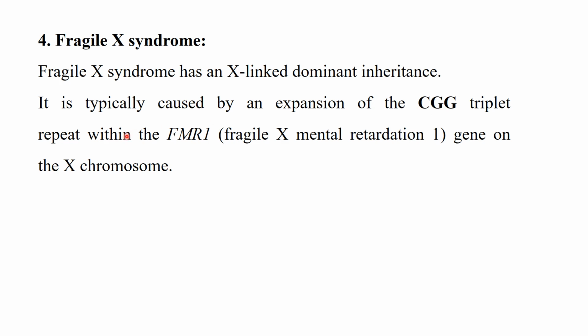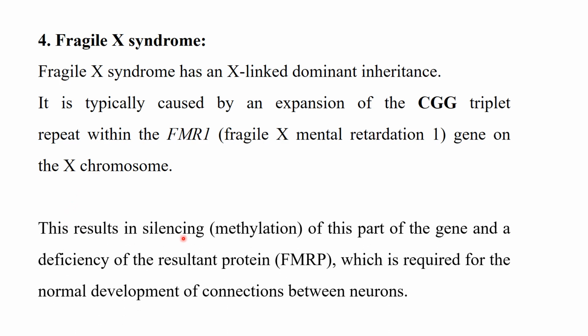The triplet repeats within the FMR1 gene, that is the fragile X mental retardation 1 gene, that is present on the X chromosome. FMR1 gene में म्यूटेशन होगी, उसमें CGG repeat, जो ट्रिपलेट उसकी expansion होगी, that results in fragile X syndrome. This results in silencing or methylation of this part of the gene and deficiency of the resultant protein FMRP.